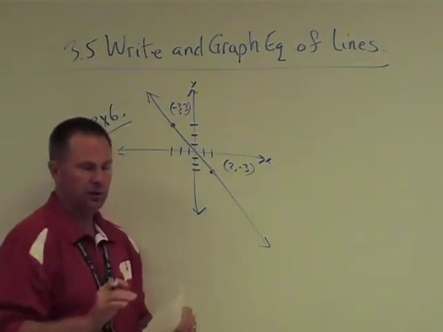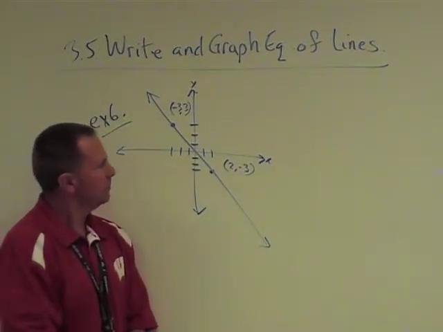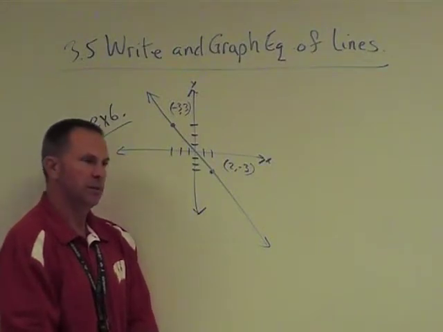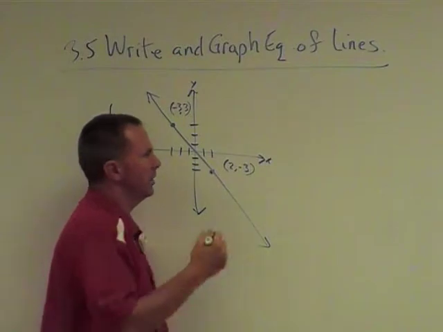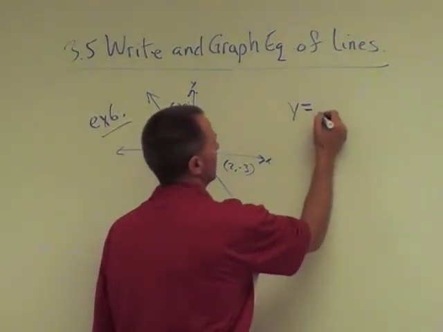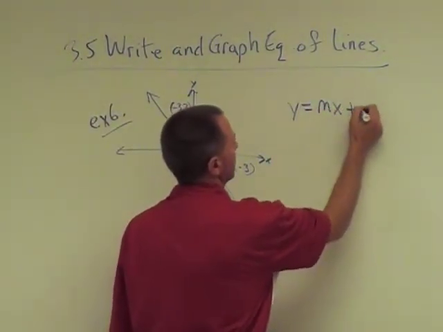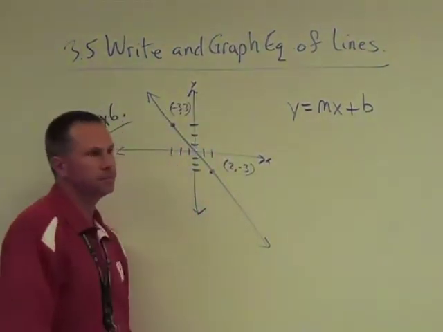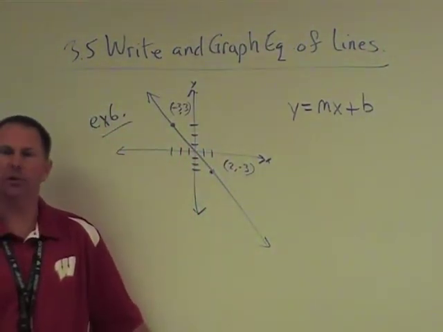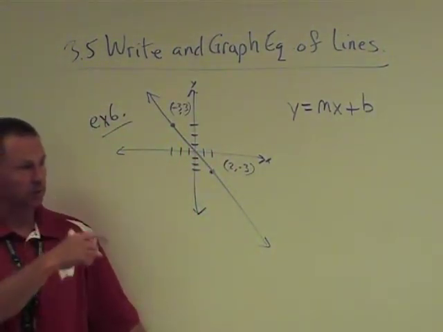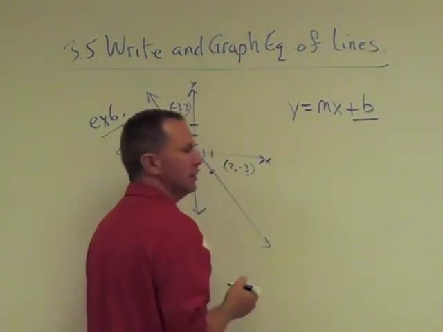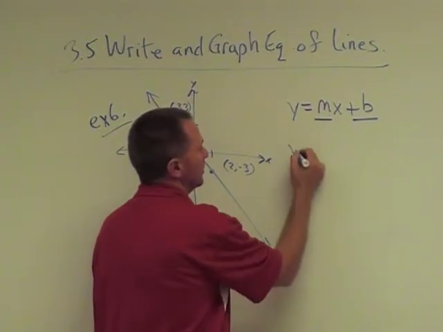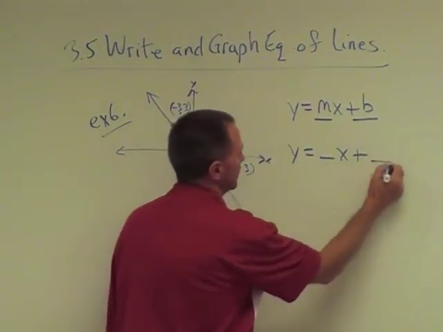So pretty much you did this in Algebra 1, you're going to do it here again. Given the line on a graph, come up with the equation. What equation are we talking about? Y equals mx plus b. So what do we need in an equation of a straight line? You need the y-intercept and the slope. So we need to fill in these blanks.